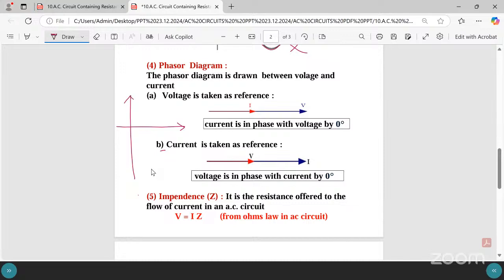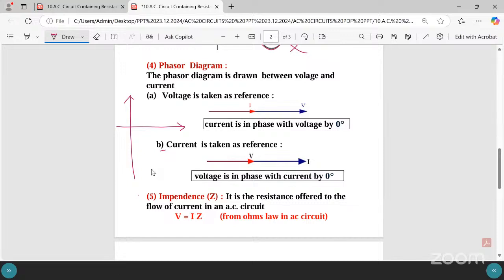First, I will take voltage as the reference one. Then I will take current as the reference one. We have two quantities, voltage and current. First, voltage is the reference one. Second, current is the reference one. What is meant by voltage being the reference one?